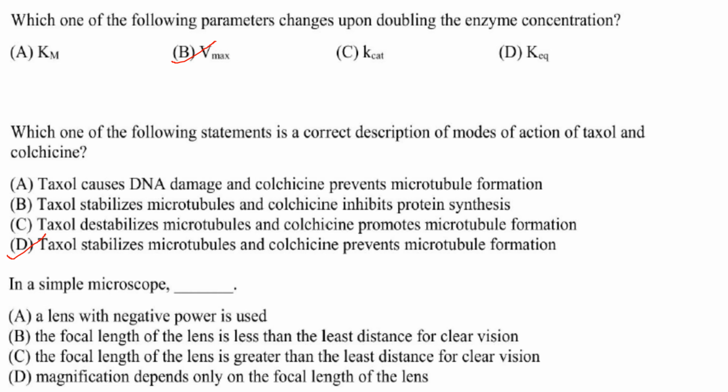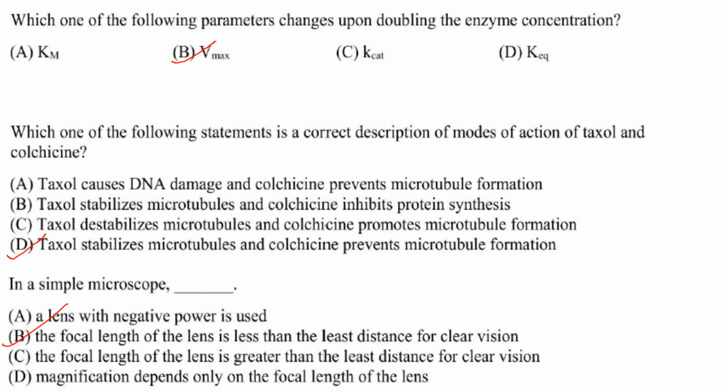Then next one. In a simple microscope, a lens with negative power is used. No, a lens with positive power is used. The focal length of the lens is less than the least distance for clear vision. Least distance for clear vision is 25 centimeters. So the focal length of the lens is less than the least distance for clear vision is the right answer.